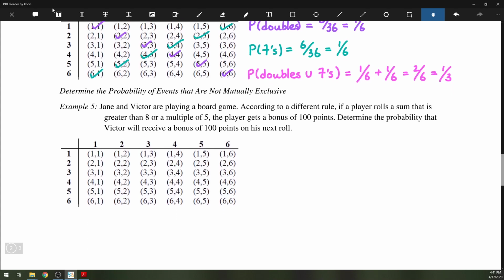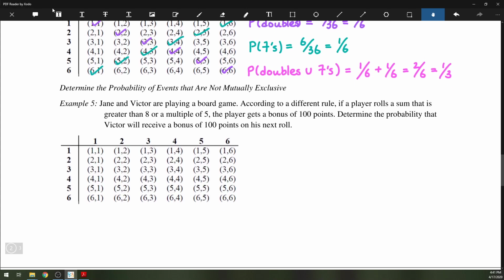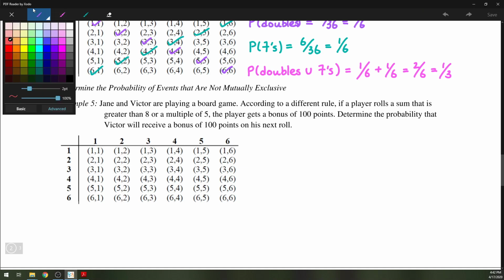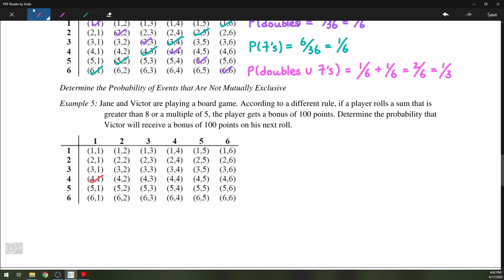All right. Similar question for example number 5. Different rule. Sum that's greater than 8 or a multiple of 5, they get a bonus 100 points. So let's look at the outcomes that are favorable there. Multiple of 5 would be 4 plus 1, 3 plus 2, 2 plus 3, 1 plus 4. And the other multiple of 5, of course, is 6 plus 4, 5 plus 5, and 4 plus 6. So that will be 7 out of 36 outcomes that are multiples of 5.